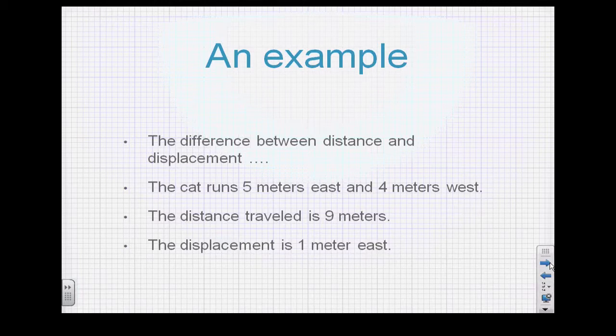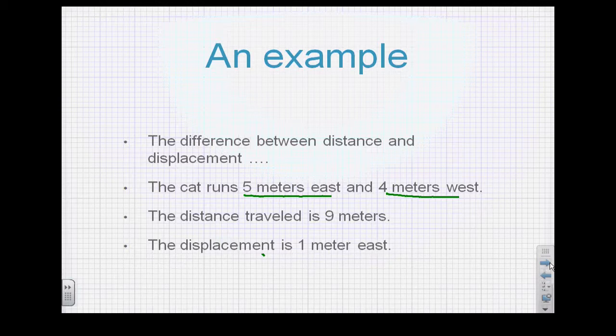Distance and displacement, there's a little bit more of a difference here that's harder to see. Let's take an example. Let's say we take the same cat. The cat is running 5 meters to the east and then 4 meters to the west. If we add up the distances that were traveled and we ignore the directions, the total distance that was traveled is 9 meters. It's just the sum of the two individual distances. However, if we treat these as vectors and we include the directions, well, then we can figure out that we get a different answer for the displacement.